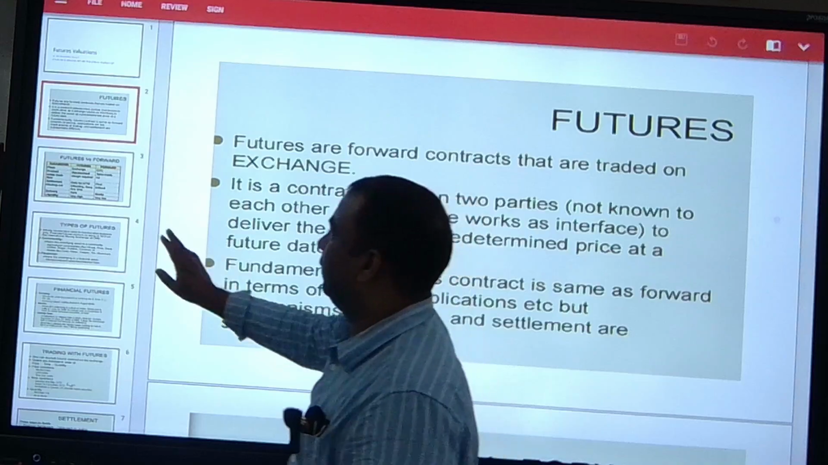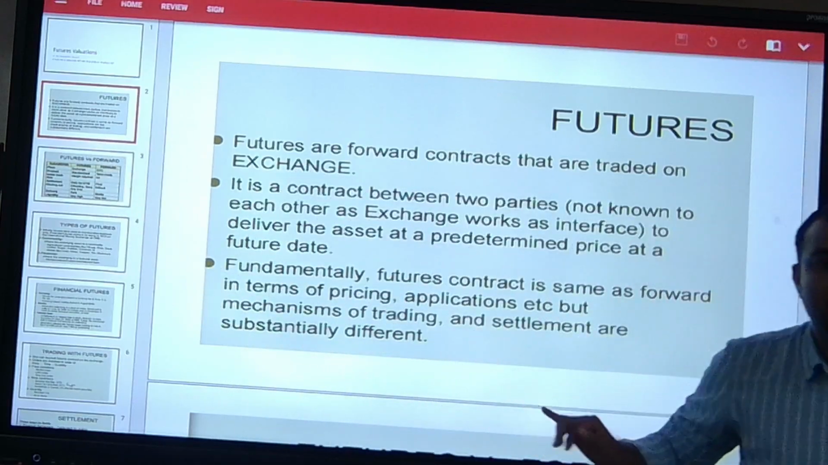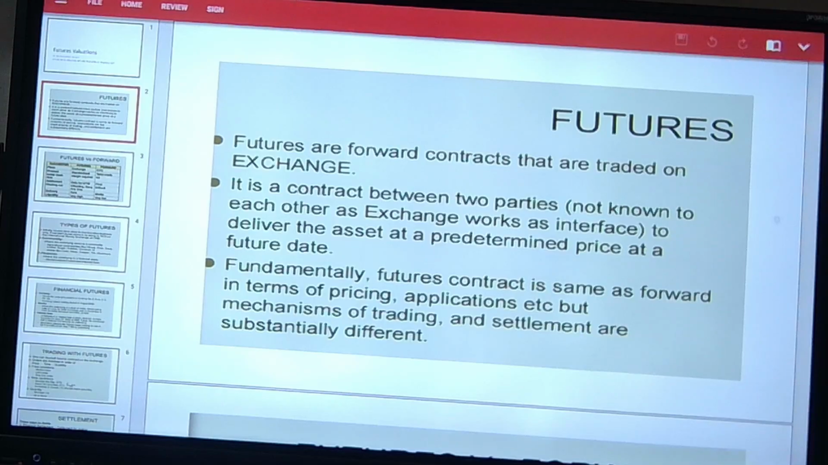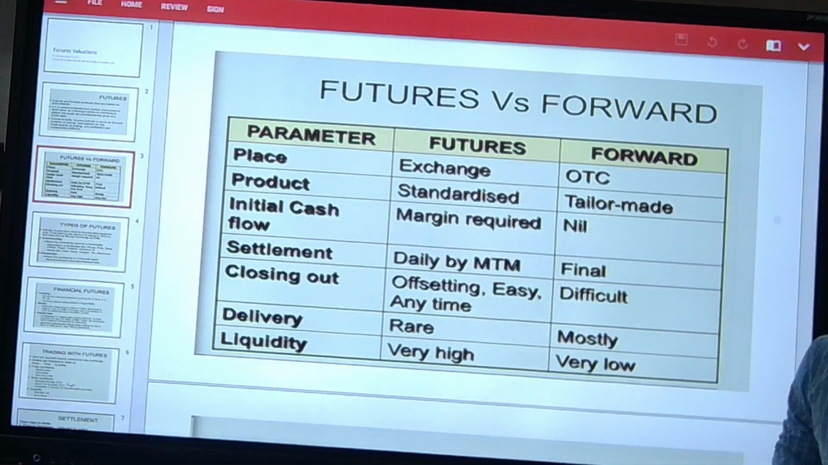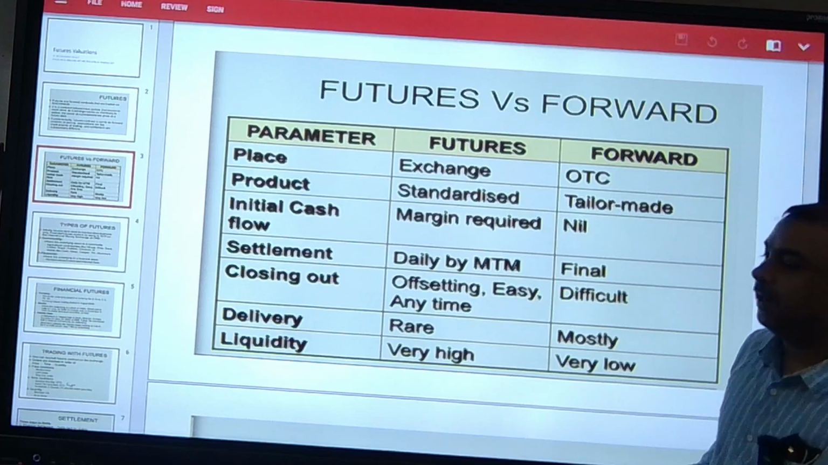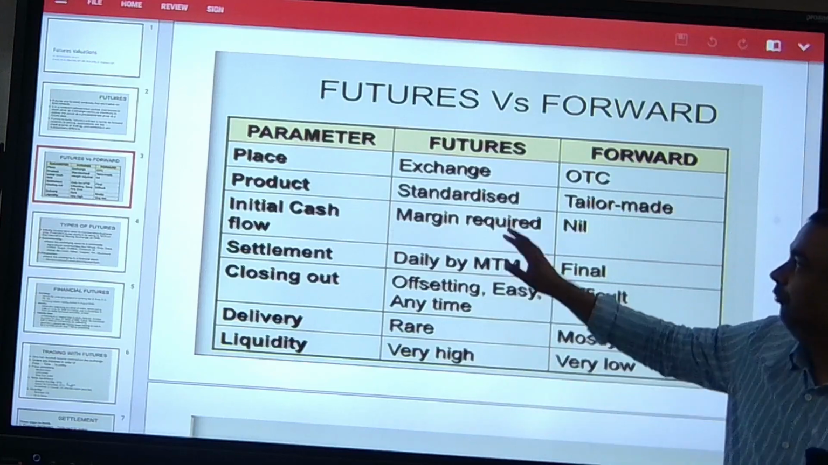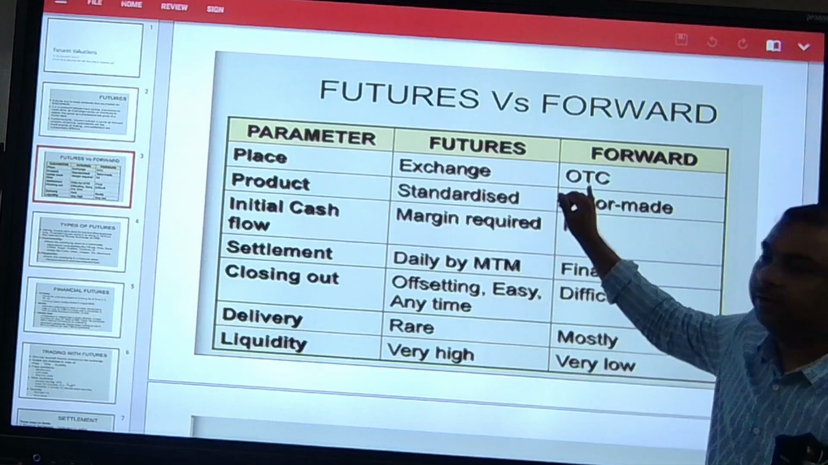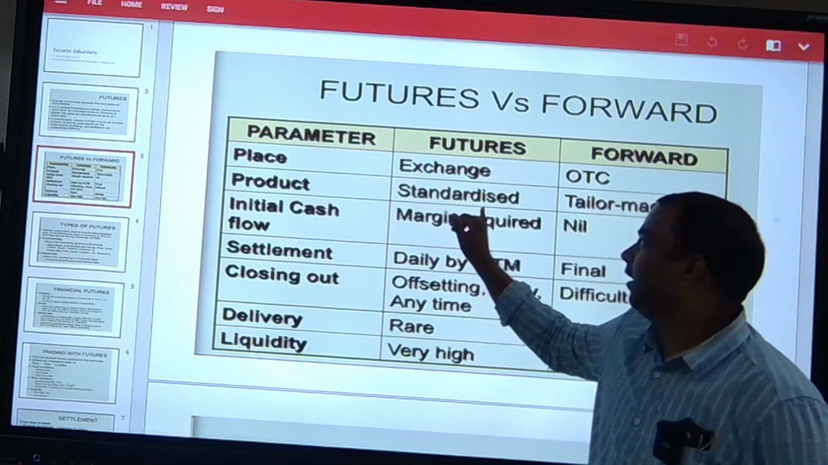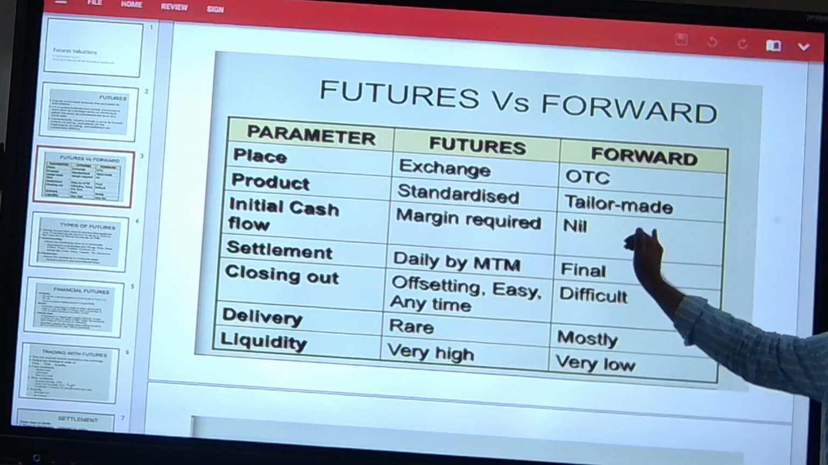The simple difference is, futures and forwards are fundamentally the same, but they are different in different aspects. Futures are exchange traded and forwards are OTC contracts, and that's why futures are more standard than forward contracts. Here we have the differences between futures and forward contracts. As far as place is concerned, futures are exchange traded and forwards are over the counter traded. We discussed already what an OTC product is. Futures are standardized contracts, but a forward is a customized contract.